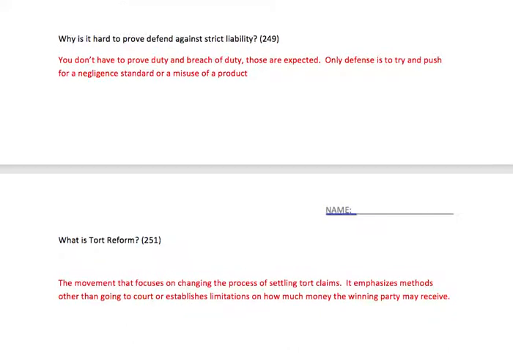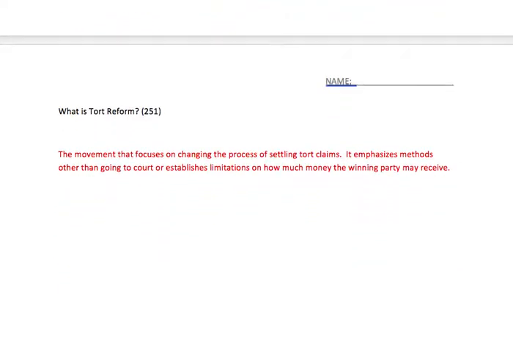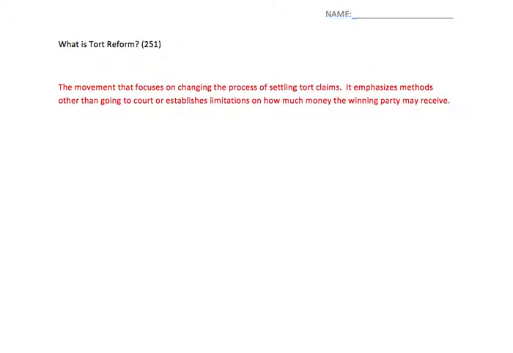And it's hard to defend against strict liability because you don't have to prove the duty and breach of duty. That's already there. Those are expected. So the only defenses are to try to push for a negligence standard, or if it's a product, you can say they misused the product.